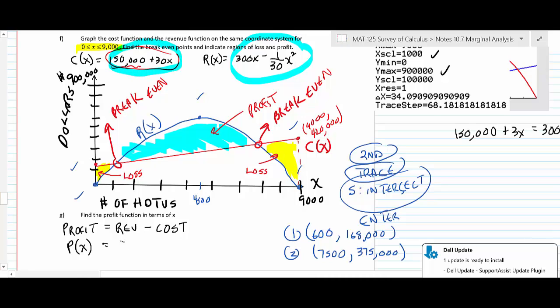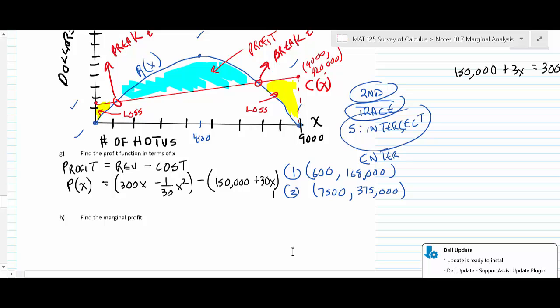So we want to write down the revenue is 300x minus 1/30 x squared. Then the cost is 150,000 plus 30x. Now you do want to algebraically simplify that by collecting like terms. So let's take the parentheses off. You'd have 300x minus 1/30x squared minus 150,000. And what's that 30x going to become? Yeah, be careful about stuff like that. A lot of times students will get a little careless and don't pay attention to signs.